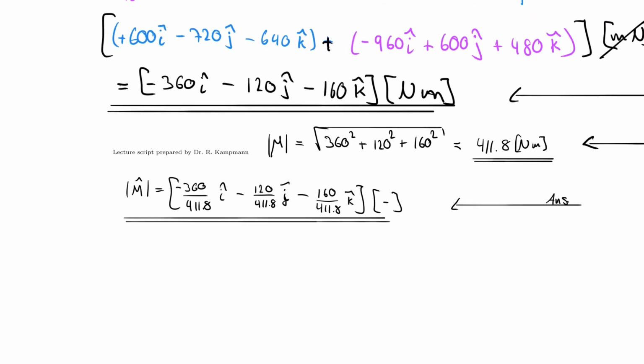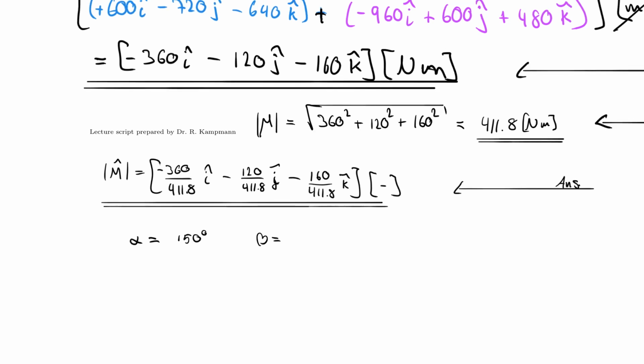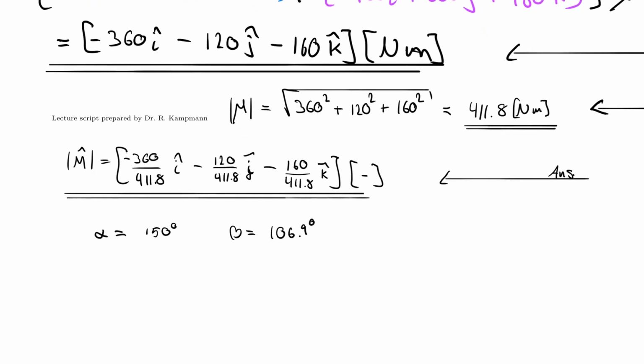But if I were to calculate actually the cosines, please understand that alpha would be equal to 150 degrees, beta would be equal to 106.9 degrees, I believe, and then gamma would be equal to 112.9 degrees. That is important to understand when you calculate this, because these are all values that your calculator won't immediately give you, because we're dealing with the negative directions.